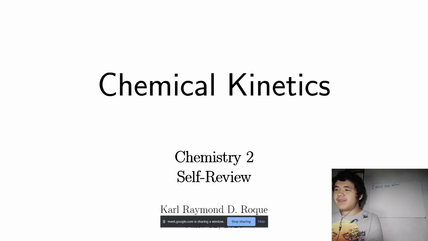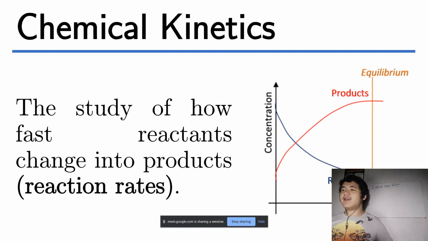Chemical kinetics. This one is quite different from the chem you usually do na kasi it's going to focus more on the reactions na talaga. Malapit na siya sa stoich, pero iba pa rin siya, okay? So, chemical kinetics is the study of how fast reactants change into products. Or in another term, ang tawag doon ay reaction rates. In short, study siya ng reaction rates.